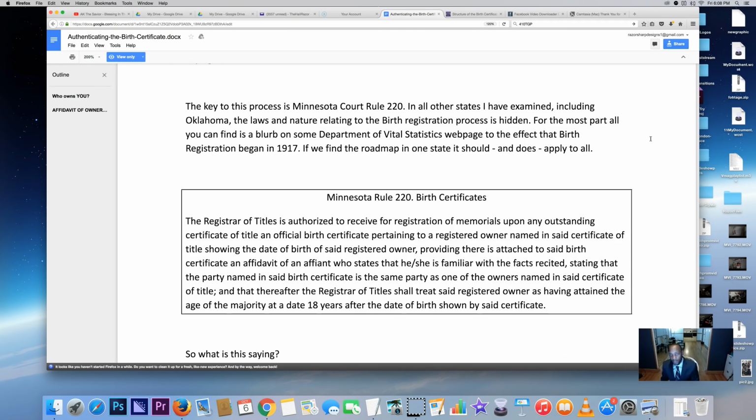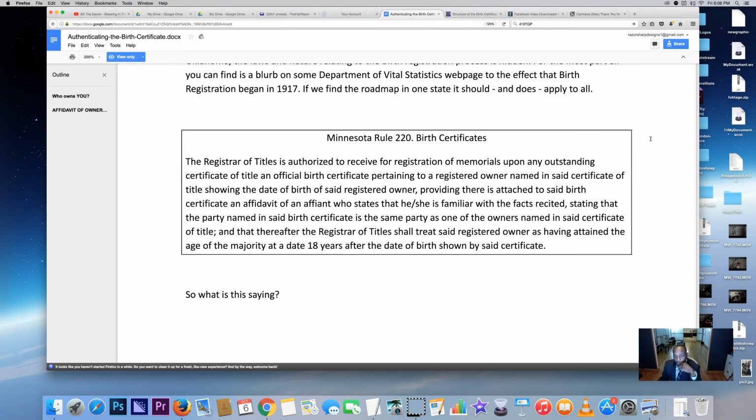In all other states, as I examined, including Oklahoma, the laws and nature related to the birth registration process are hidden. For the most part, all you can find is a blurb on some Department of Vital Statistics webpage to the effect that birth registration began in 1920. If we remember that date, if we find a roadmap in one state, it should and does apply to all. Minnesota Rule 220, this is for birth certificates.